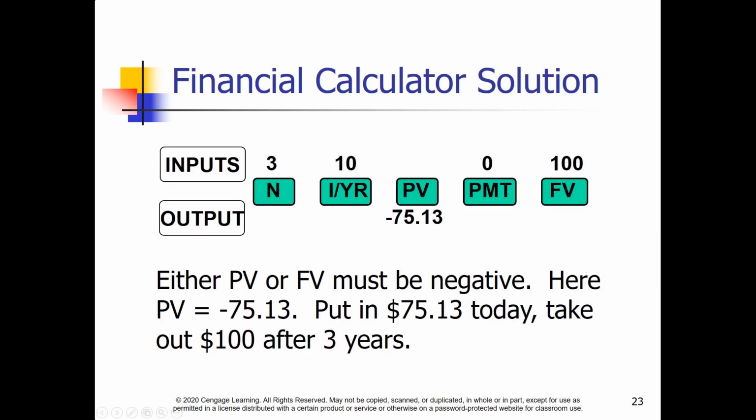Here's the same problem solved in your calculator using the TVM keys. Note that in your calculator and in Excel, either present value or future value must be negative. You either have to invest money now, negative present value, to receive money in the future, positive future value, or vice versa. If neither are negative, you're going to get an error. The negative answer means that if you invest $75.13 today at 10%, in 3 years you'll have $100.